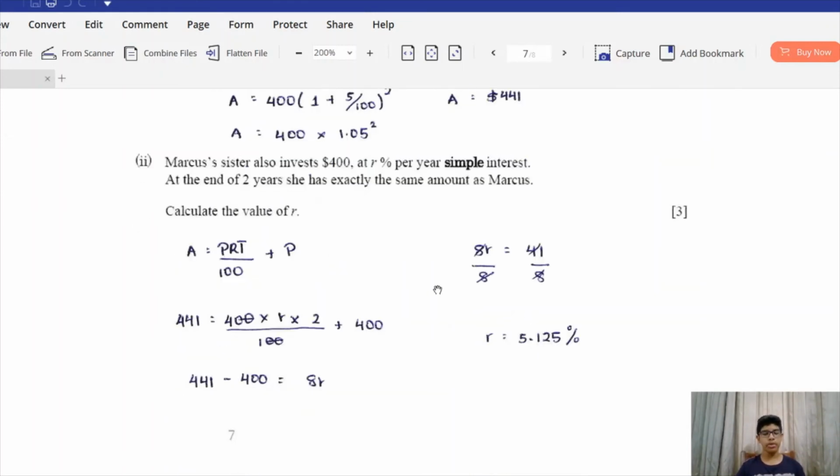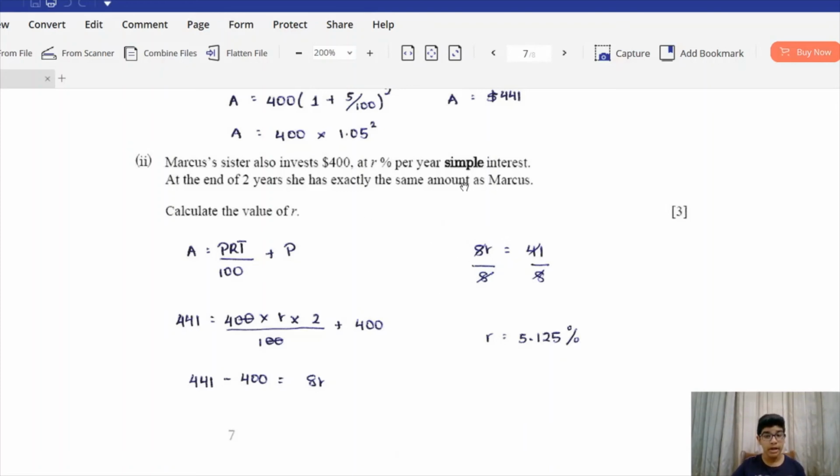Roman 2. Marcus's sister also invests $400 at R% per year simple interest. At the end of 2 years, she has exactly the same amount as Marcus. Calculate the value of R. So we're just going to try and calculate the value of R here, and considering the fact that this is simple interest, you have to point out that the simple interest formula does not factor in the principal amount. It just shows you the amount of interest you receive, not the total value of investment.